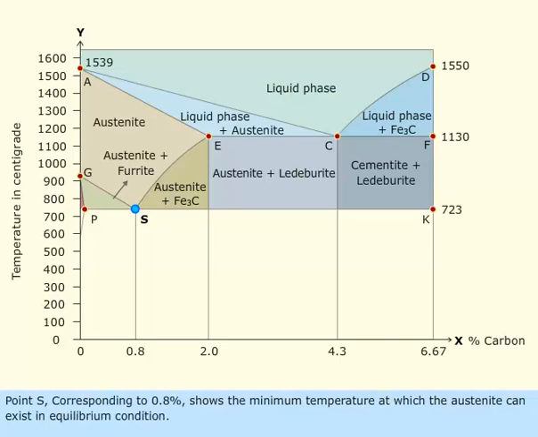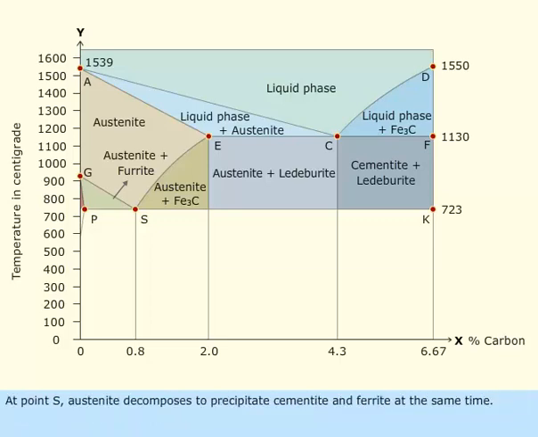Point S, corresponding to 0.8%, shows the minimum temperature at which austenite can exist in equilibrium condition. At point S, austenite decomposes to precipitate cementite and ferrite at the same time. This results in the formation of pearlite.